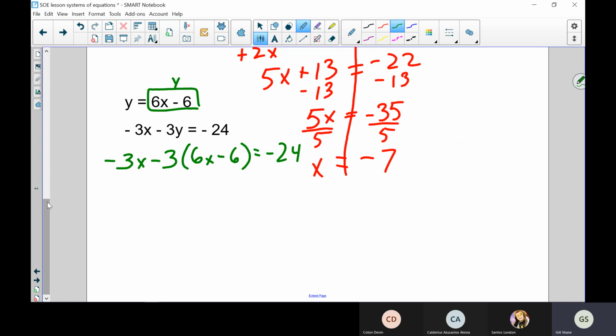And that's my new equation. Now I have one equation, one variable. I would be able to solve that, but you don't even have to solve that. That's all you have to do for full credit on that problem. You just plug the right thing in the correct place in the other equation.